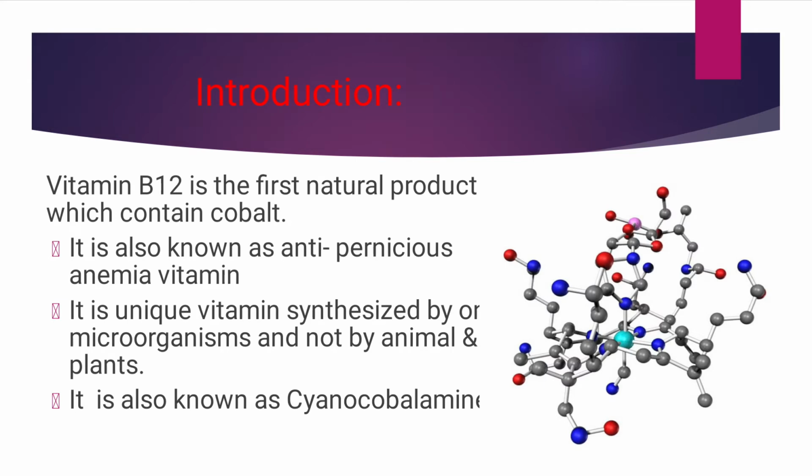First one is the introduction. Vitamin B12 is the first natural product which contains cobalt. It is also known as the anti-pernicious anemia vitamin. It is a unique vitamin synthesized by microorganisms and not by animals and plants. It is also known as cyanocobalamin. This is the 3D structure of vitamin B12.